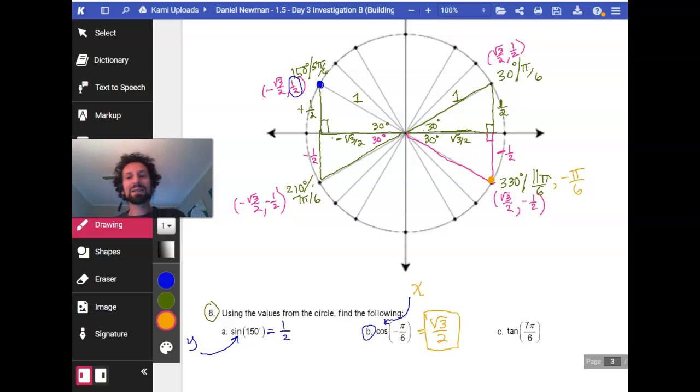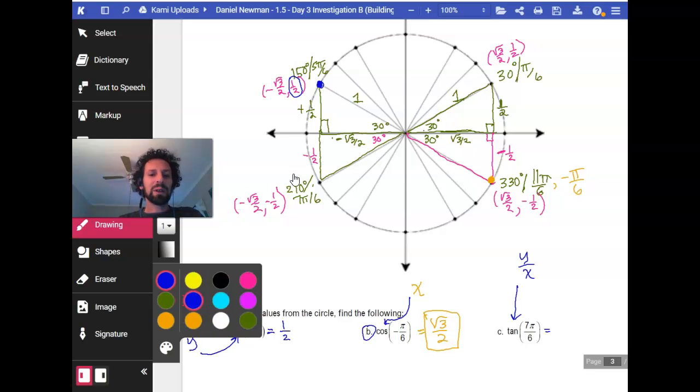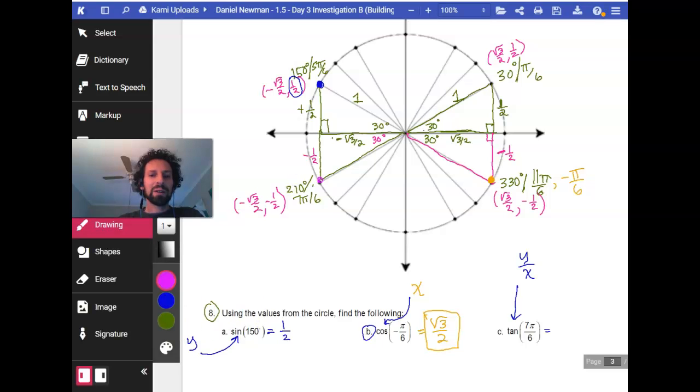All right, lastly, we're going to take a look at tangent. Now, the tangent of 7 pi over 6. One thing to review is that tangent is always the y-coordinate divided by the x-coordinate. It's the opposite side over the adjacent side. The opposite leg will be the vertical, the y, and the adjacent side will be the horizontal, the x, always. All right, so for 7 pi over 6, we are dealing with this angle right here.